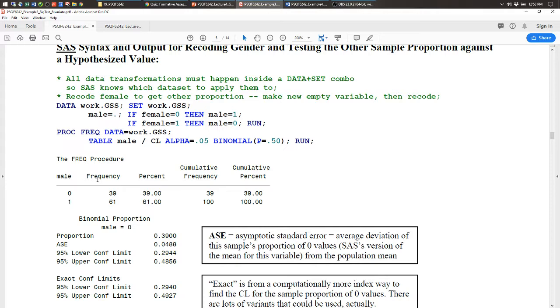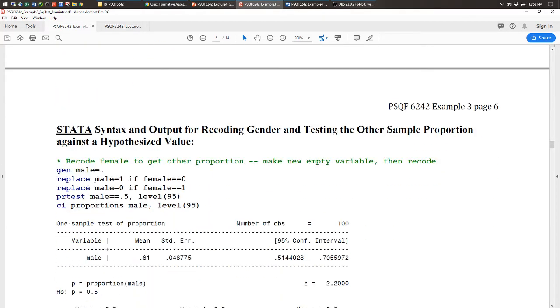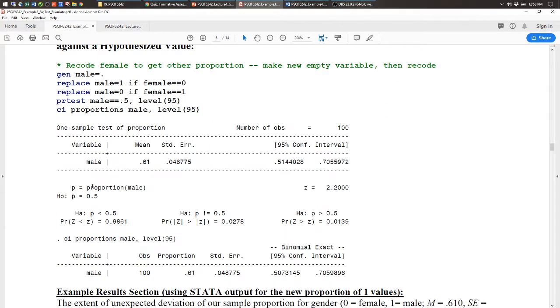The same idea in Stata looks like this. Gen male means make a new variable. The dot means make it missing. And then replace, and the order of the variables is different. After replace, it's the new variable first, then the old variable and then the double equals, which is conditional logic. So male is the new variable, female is the old variable, and then I test male to get the other one.